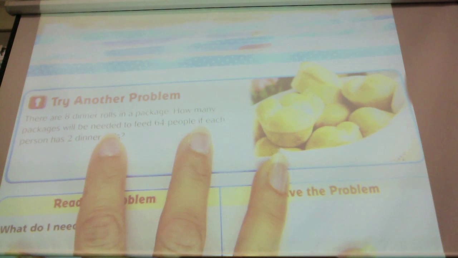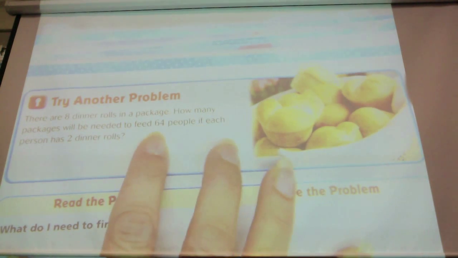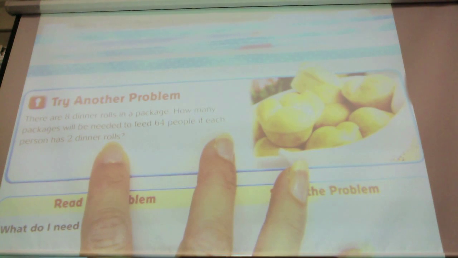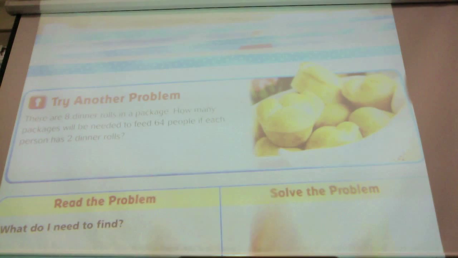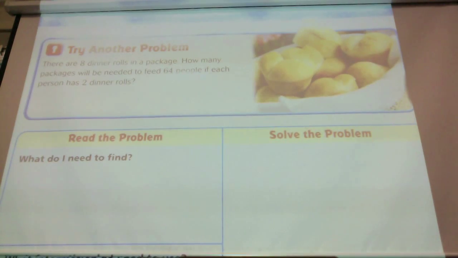There are 8 dinner rolls in a package. How many packages will be needed to feed 64 people if each person has 2 dinner rolls? So there are 2 different ways you can figure this out, but let's start with, what do I need to find out? What is the question asking me to find out? Find it under word problem, underline it, and then raise your hand.